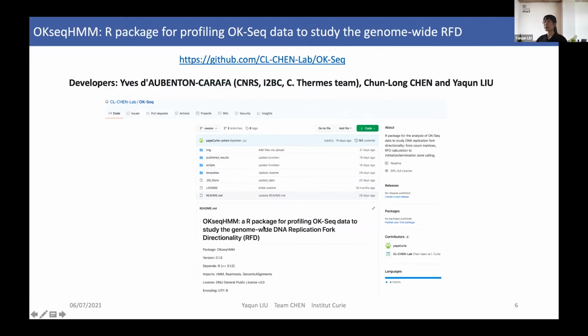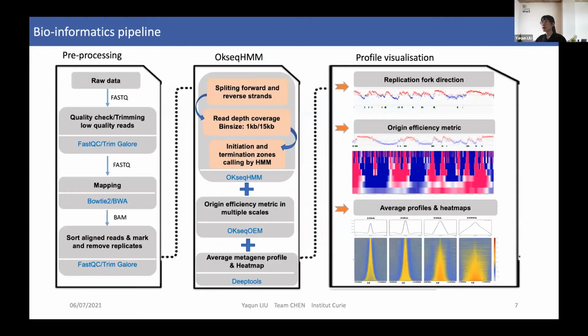Since OK-seq is now well developed, and more researchers are using it to study DNA replication, in order to facilitate the data analysis we decided to construct a bioinformatics toolkit, and we named it Okazaki HMM, which is now available on our GitHub team. And here is the pipeline showing how to use the package to process the Okazaki data.